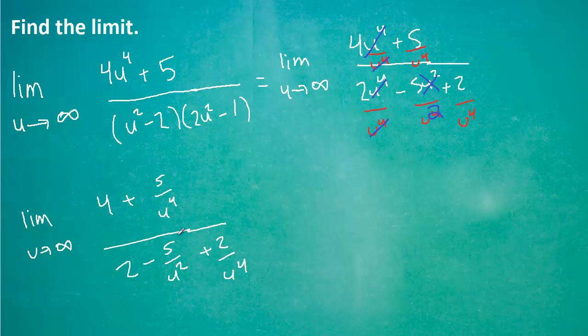Now, we're only one step away from finishing this problem, because now that we have the limit in this simplified form, we can go ahead and plug infinity in for each u. So the limit would now look like the following. We're essentially just plugging infinity in wherever we see a u.